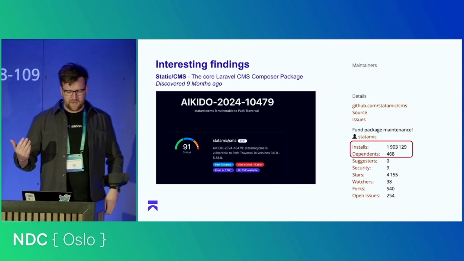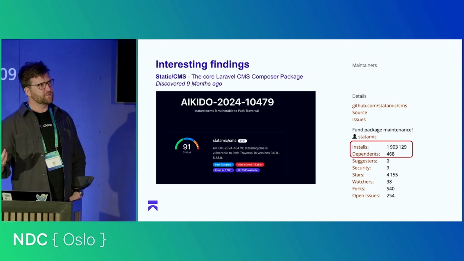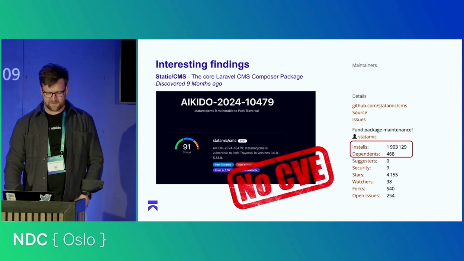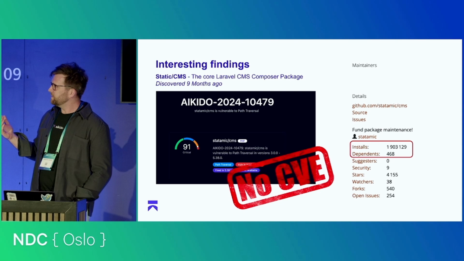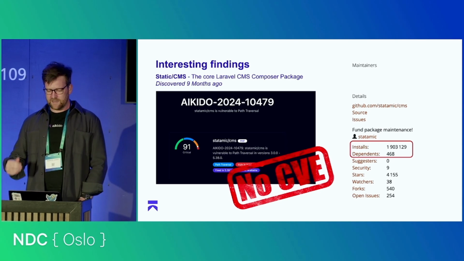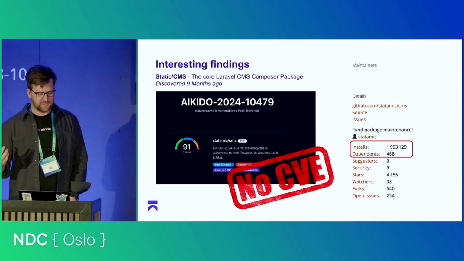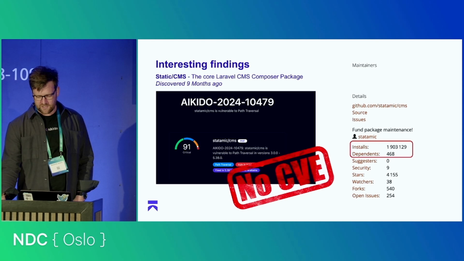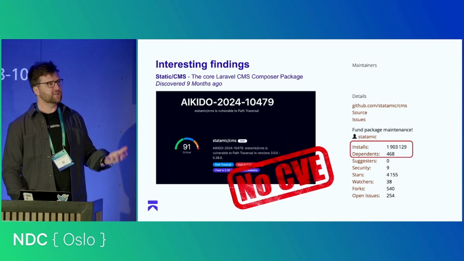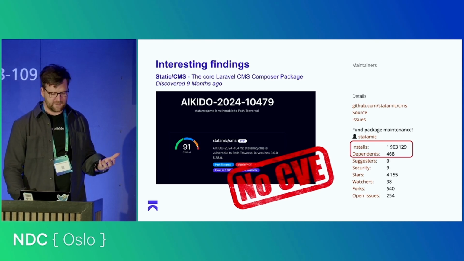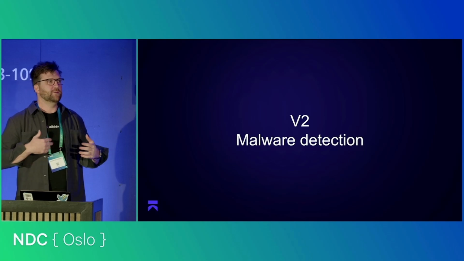Another one here, this one was critical, a path traversal vulnerability. This one is from a Laravel CMS Composer package, and again, very, very popular, 2 million downloads, and again, no CVE going through it. So lots and lots of interesting information that we're finding out there that people aren't aware of.